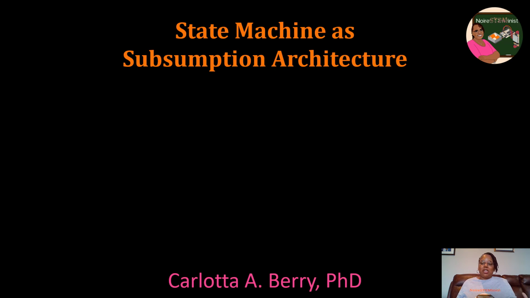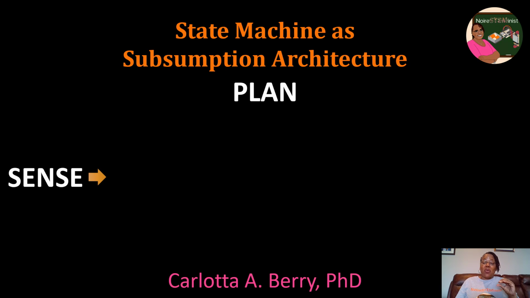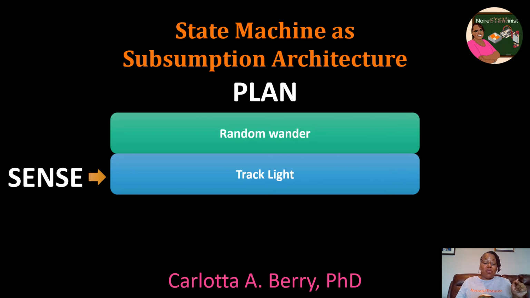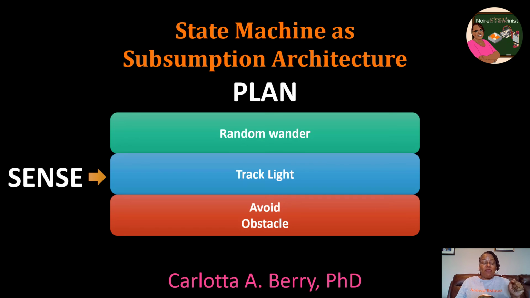So here's what our state machine would look like as a subsumption architecture, where we now write it as these layers, where our three primitives are sense, plan, and act. So first we sense. We're going to do that with either a photoresistor or with a sonar. And then we plan, where our plan is either random wander, no obstacles, no light, track light if the photoresistor senses light, or first priority is always avoid obstacle if the sonar senses an obstacle. And we can inhibit and subsume each of these layers based upon our priority in the hierarchy.